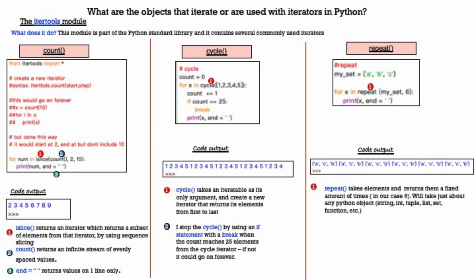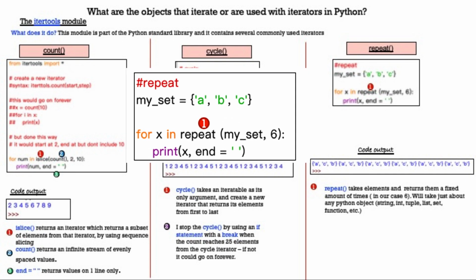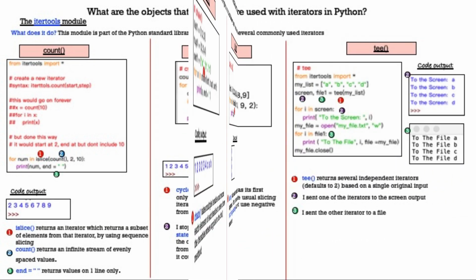Then we have repeat here. So repeat takes elements and returns them a fixed amount of times. In our case, we're specifying 6. It will take just about any Python object here: string, integer, tuple, list, set, function, whatever. So what we do is for x in repeat, we have my_set, which is a set. We're saying, hey, I want you to repeat 6 times. Again, we use end to print out all on one line, and you see how it prints down at the bottom. It prints this set of data 6 times.